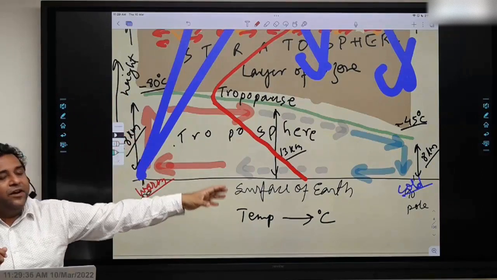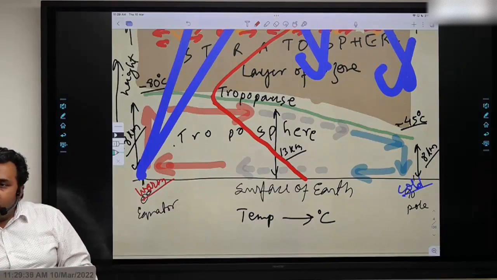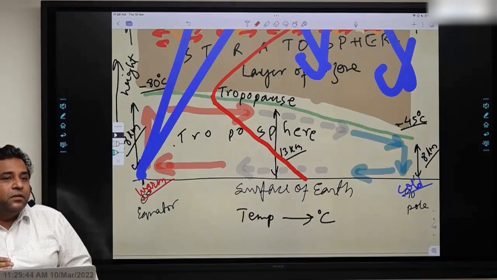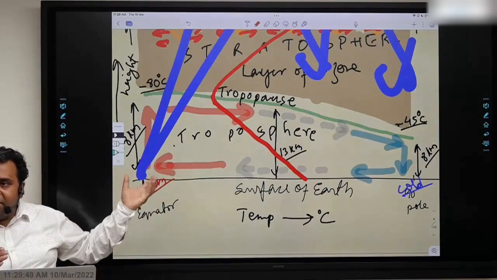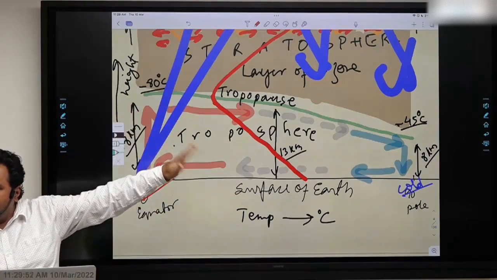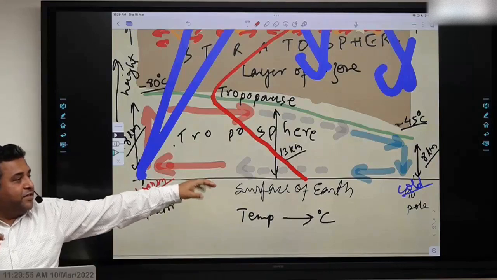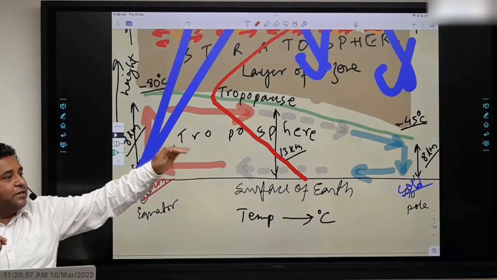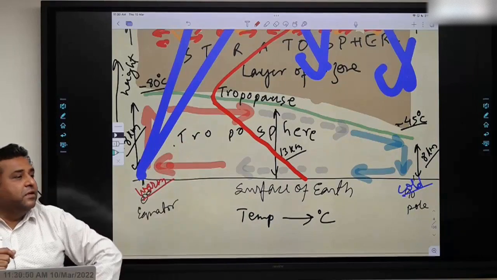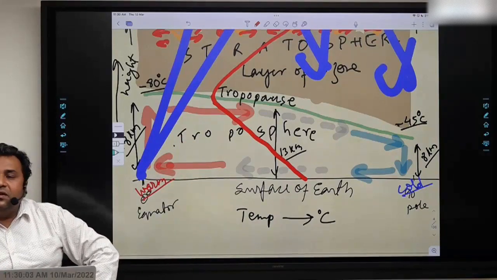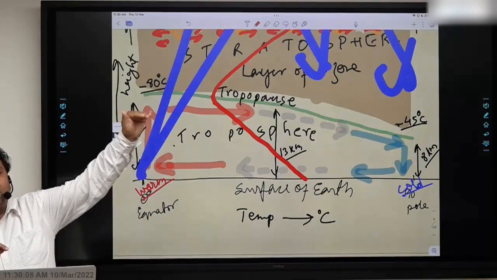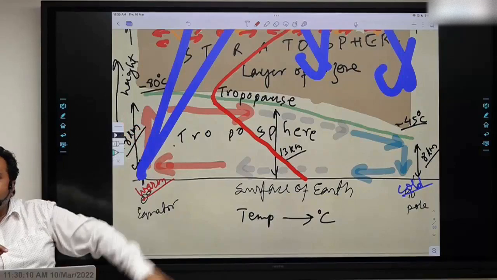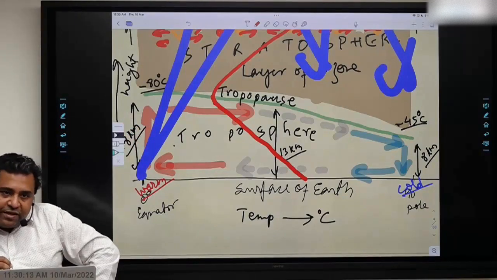What happens in the middle region? The middle region in winter is cold, and in summer it is hot. So in the summer, should the height be more or less? More. Why? Because hotter regions have higher tropopause and colder regions have lower tropopause. So the middle region in summer will have a higher tropopause, and in winter a lower tropopause. How much? The average height is 13 kilometers. In the summer this becomes as high as 15 kilometers, and in the winter as low as 12.5 kilometers. So this is how it is.